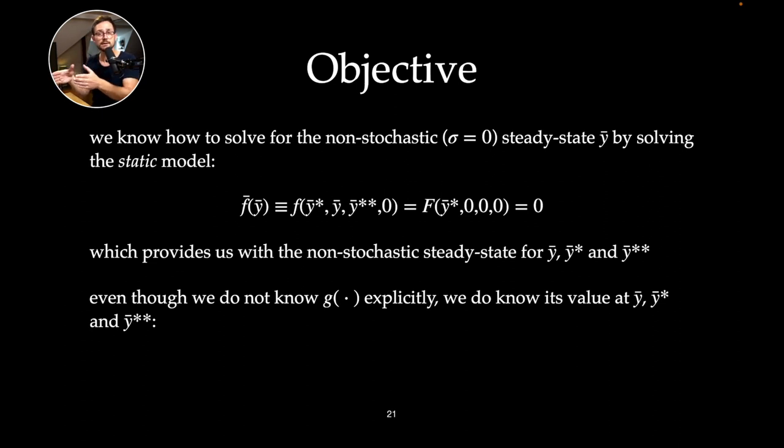You're going to stay. So if you are in this period in the non-stochastic steady state, no shocks, nothing happened, you're going to stay in the steady state. So I do know one point of this g function when I evaluate it at the non-stochastic steady state. It should give me also the non-stochastic steady state. And this is very interesting because now we have established a link between the known model equations and the unknown policy function. I do know how to evaluate my model equations in one point, and I do know how to evaluate my policy function in one point.